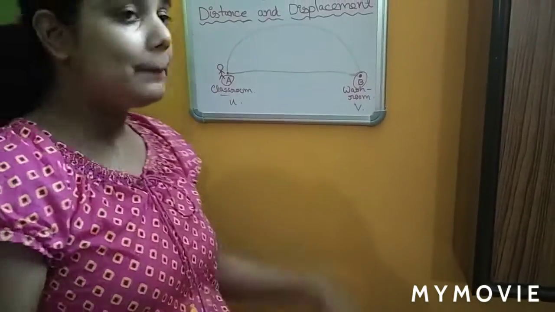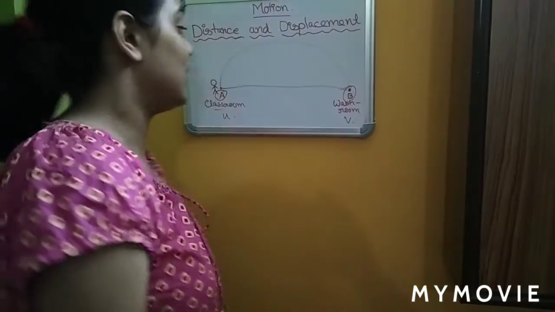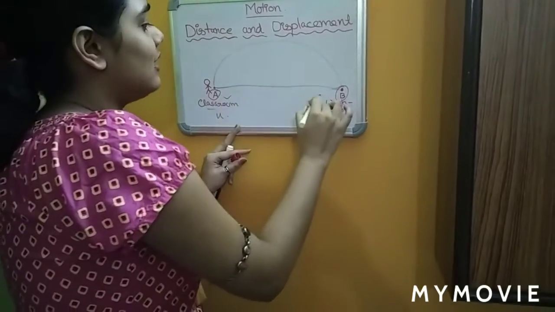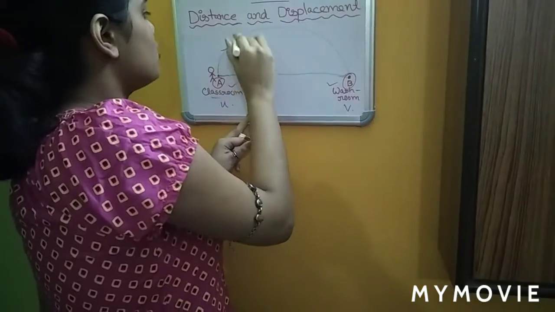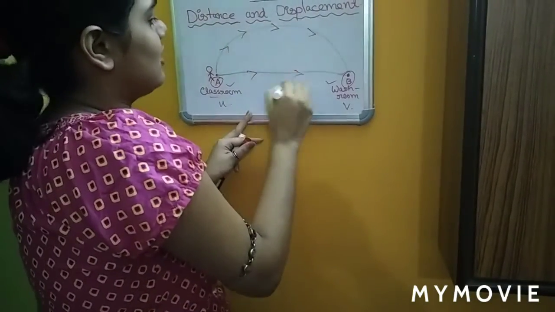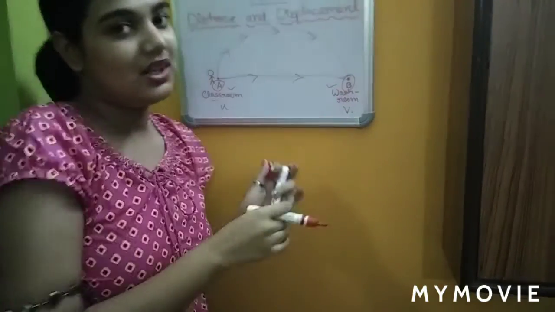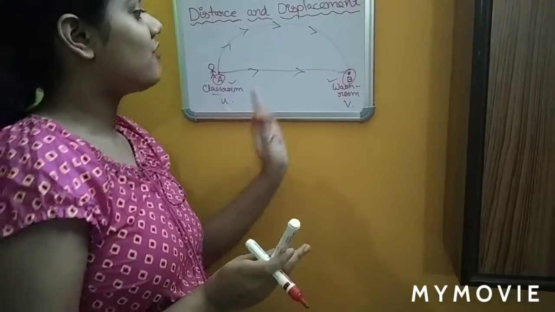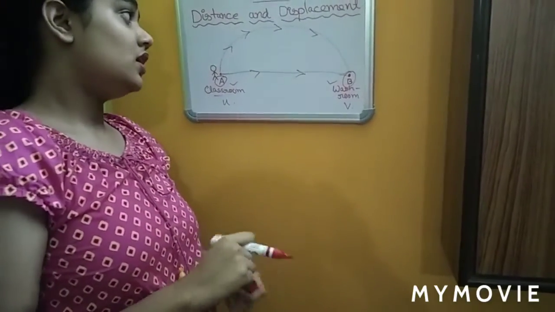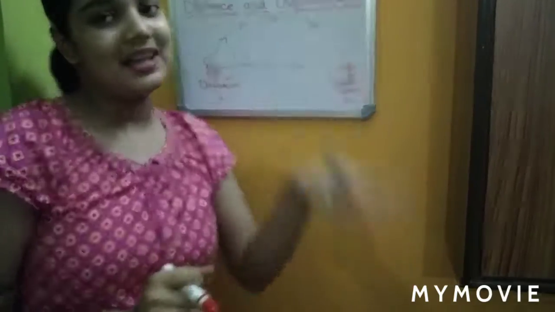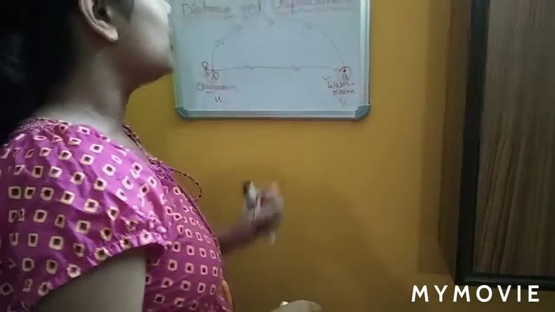So A is your initial point and B is your final point, and you want to go to B. We have learned that distance is the length of the path between initial and final point. So you can choose your path like this, you can also go like this, or like this. In any way you can go. These are known as distance. Distance is the length of the path between initial and final position. But now you're asking, then what is displacement?